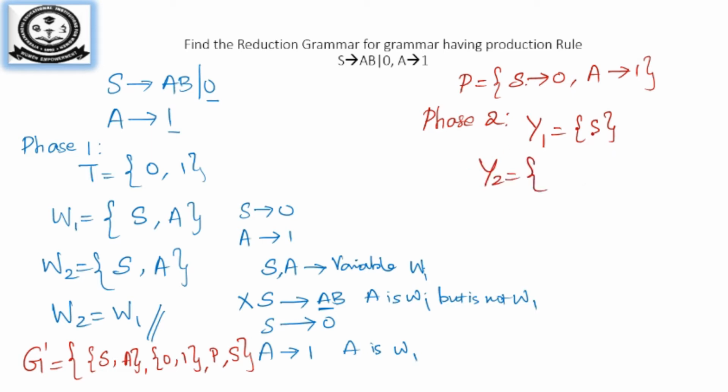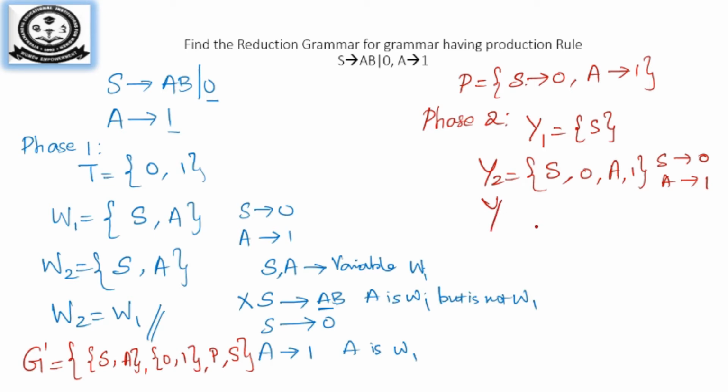What symbols can we derive here? S tends to 0, so I will have S. The second production rule gives 0, so you should include 0 also. So I have included 0 and 1. The next production rule is A, so S and 0 are included with S implies 0. Then A and 1 are included with the production rule A tends to 1.